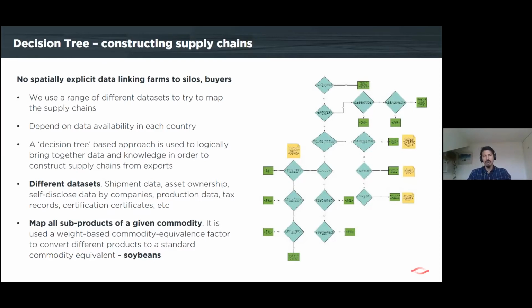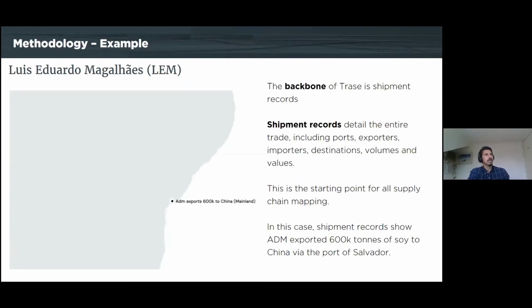And when we map one commodity, for example soy, we use this weight-based commodity equivalence to map all the soy oil, cake and beans exports to just one single value, which in this case we call soybeans. So we convert the soy oil volume exports into soybeans just to make it easier in the platform. So great, how do we start?